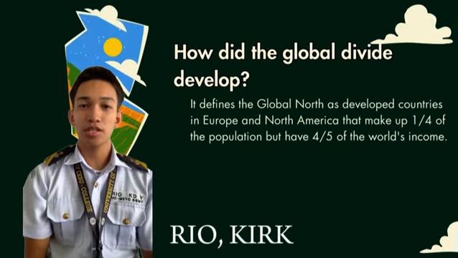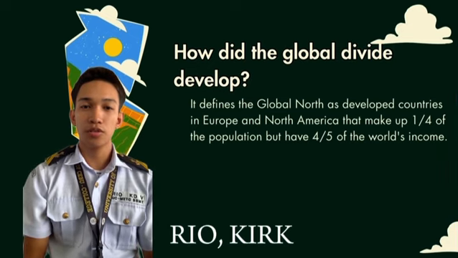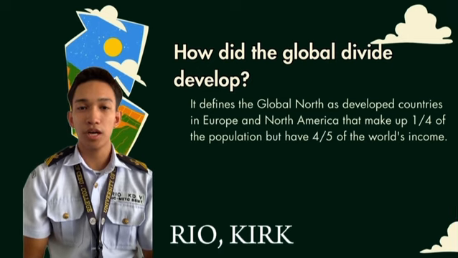The document discusses the global divide between the global north and the global south. It defines the global north as developed countries in Europe and North America that make up one-fourth of the population but have four-fifths of the world's income. The global south refers to developing countries in Africa, Asia, and Latin America that make up three-fourths of the population, but only one-fifth of the world's income, and tend to have higher poverty, conflict, and less political stability.